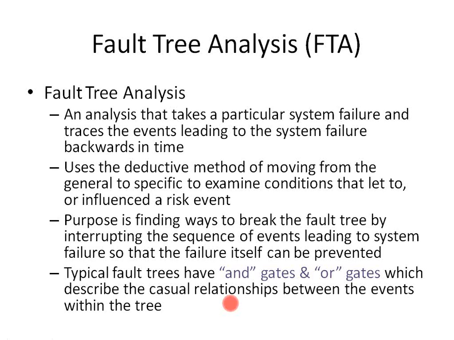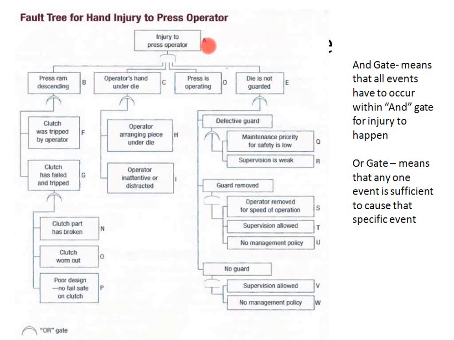You probably saw the things about AND and OR gates, which describe a relationship. And I think this will be a pretty good example here. So the first one is injury to the operator. And right up here and down at the bottom it shows what an AND gate looks like. So this is an AND gate. In order for the injury to occur, the ram has to be descending, the operator's hand has to be in there, the press has to be operating, and the die is not guarded. So all these things have to be happening in order for that event to occur. AND gate means that all events have to occur within an AND gate for the injury to happen. So if any one of these things does not occur, there's no injury.